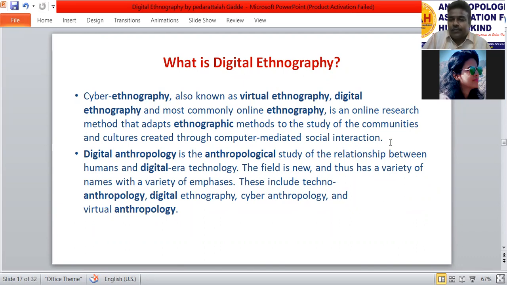Cyber ethnography, also known as virtual ethnography, digital ethnography, and most commonly online ethnography, is an online research method that adapts ethnographic methods to the study of the communities and cultures created through computer-mediated, digitally mediated social interaction.